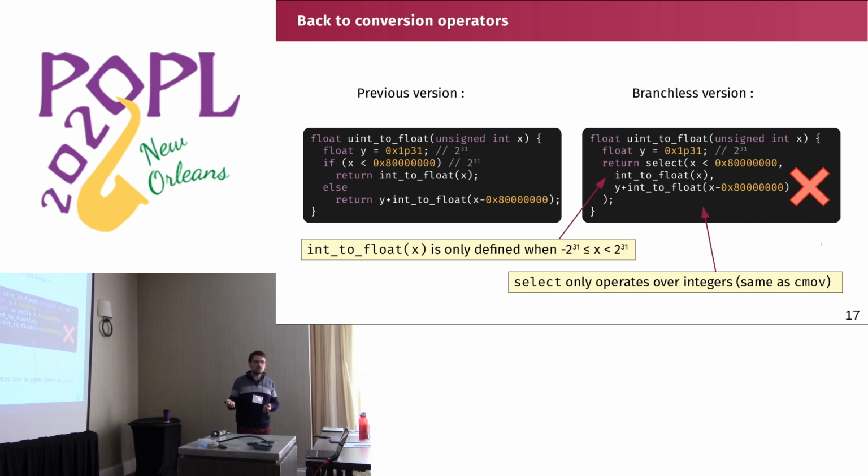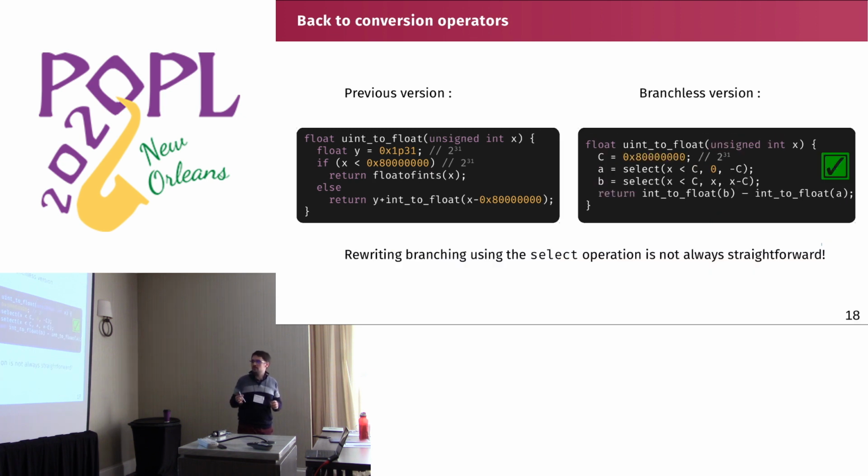So in this code, we will always compute the first branch, but there is an issue because we are computing the float to int conversion, which is not defined for every x, which is an unsigned int. But here the most important issue is that this select is defined over float values, because we perform the float conversion and then perform the select. But the select operation only works on integers, because so does the CMove instruction. So, well, after a bit of workaround, we came up with a different solution.